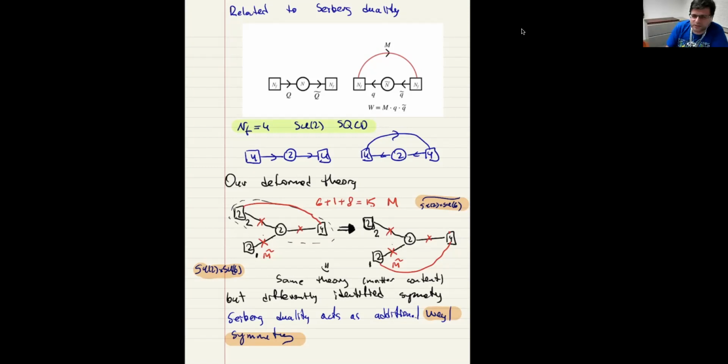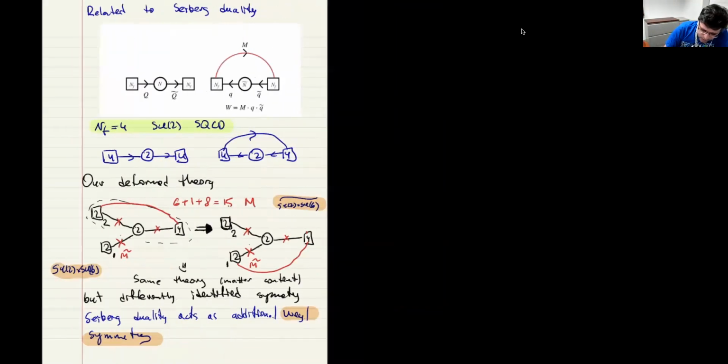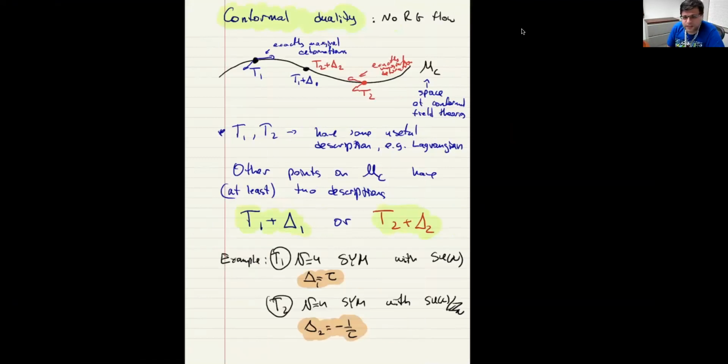Okay. Any more questions? Okay. So this was a discussion of emergence of symmetry in the infrared. And now I want to discuss a different interesting effect that can happen in superconformal field theories in 4 dimensions, and it goes under the name of conformal duality. Okay, so what is conformal duality? First of all, there will be no RG flow involved in this part of the lecture.